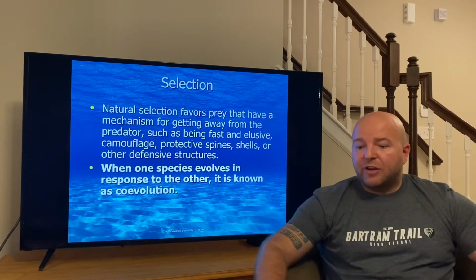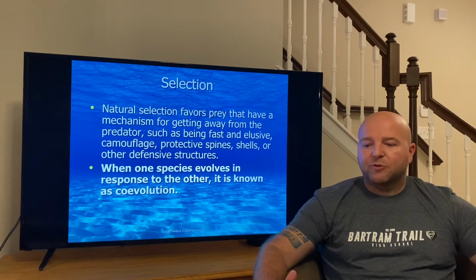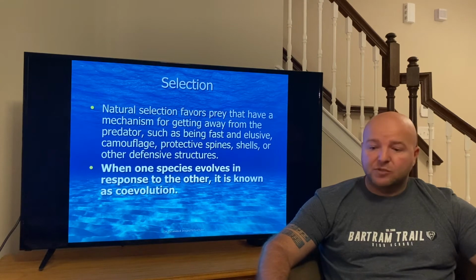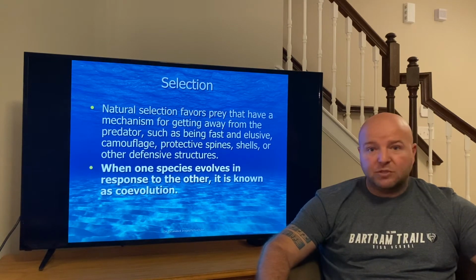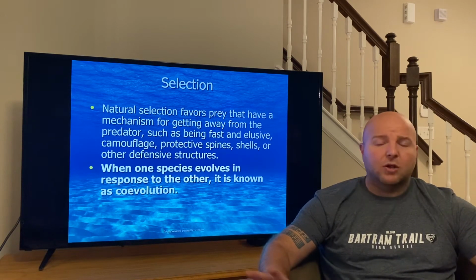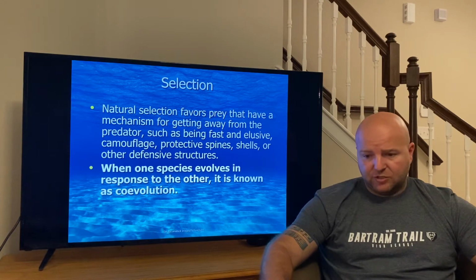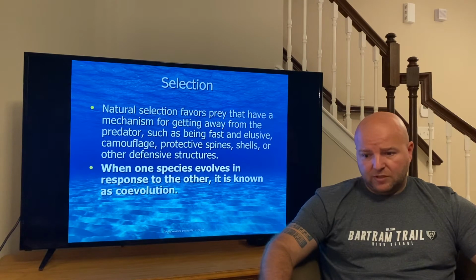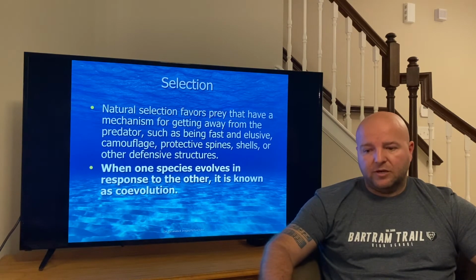Natural selection favors prey that have a mechanism for getting away from a predator, such as being fast and elusive, or being camouflaged, or having protective spines or shells, all kinds of other defensive structures. And here's the part that we want you to write. When one species evolves, it responds to the other, and this is known as coevolution.